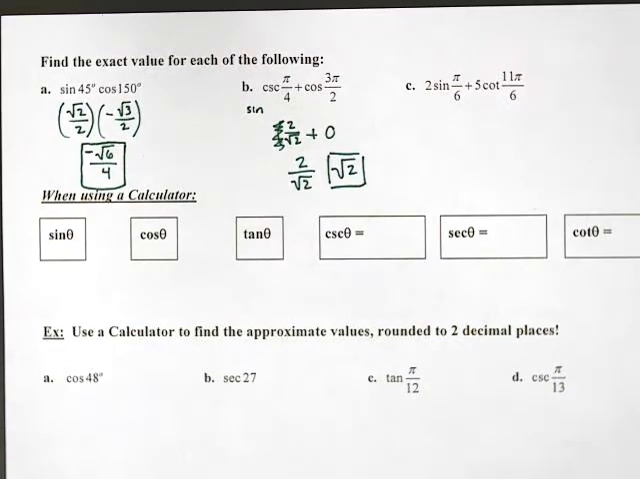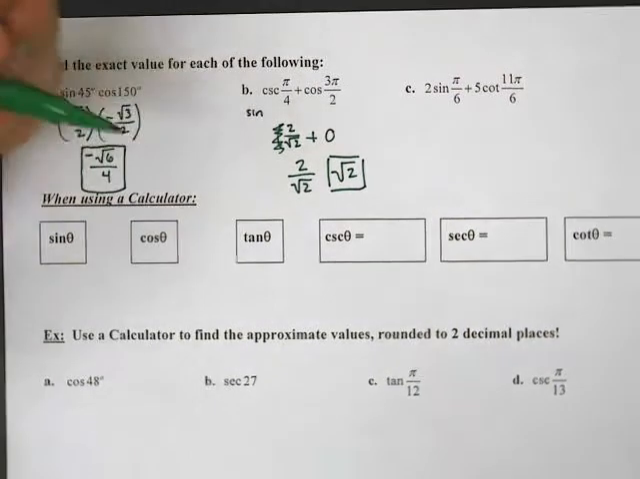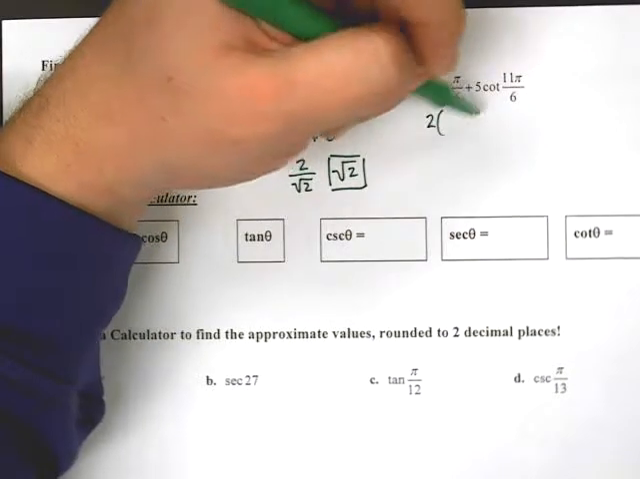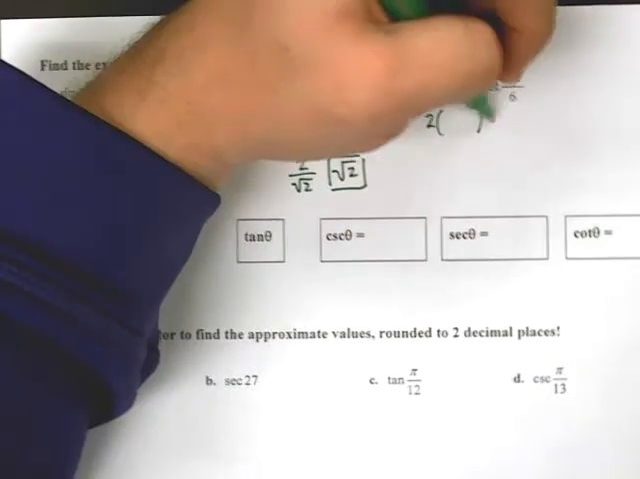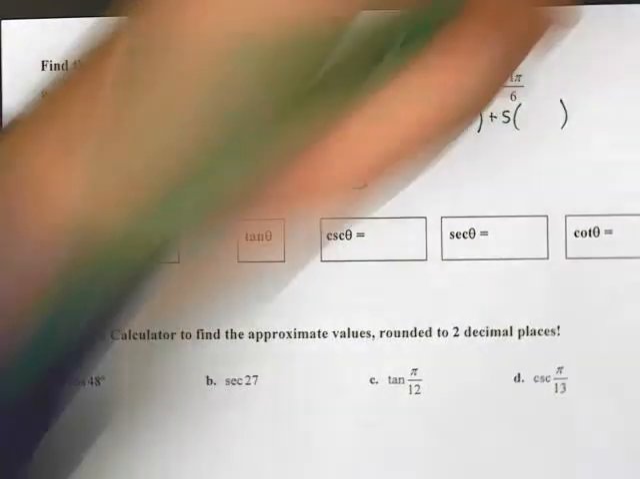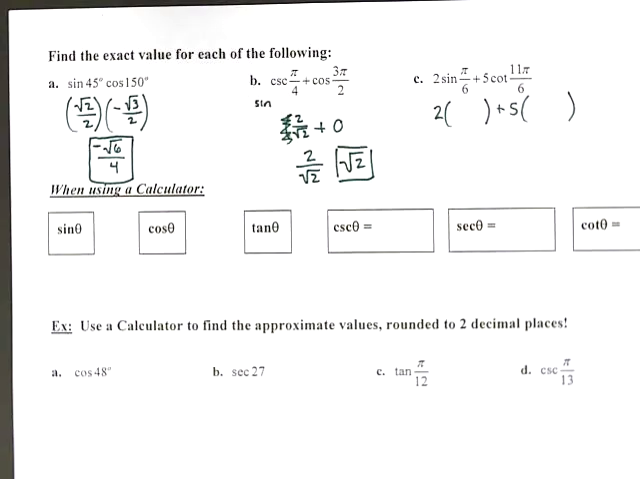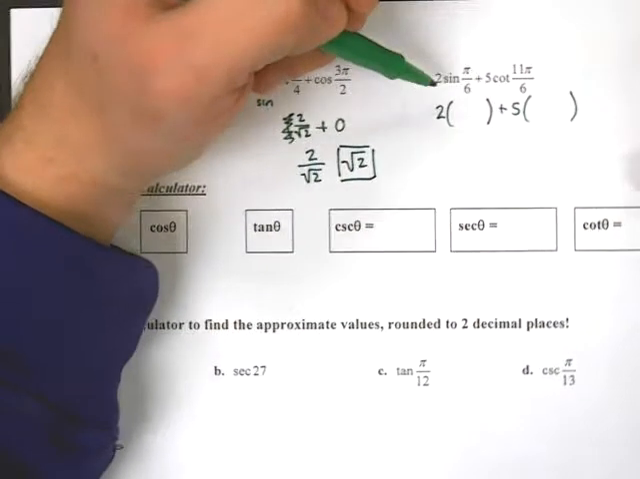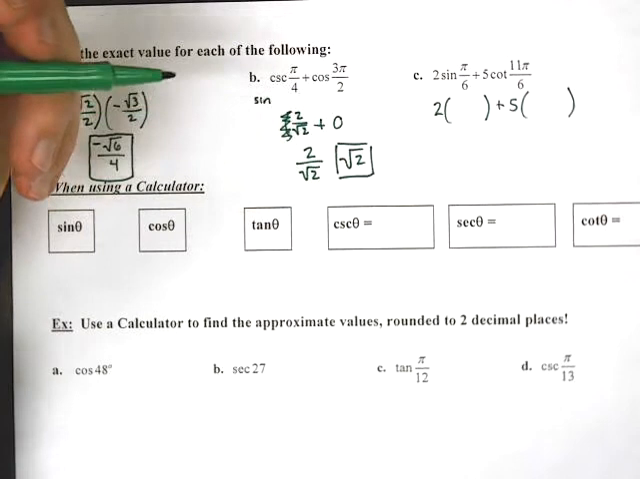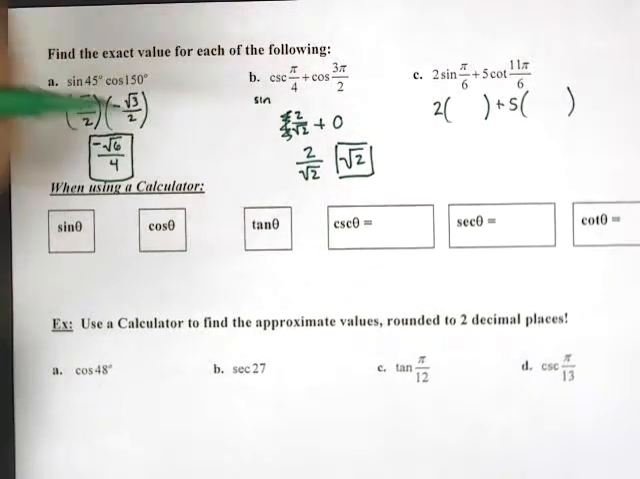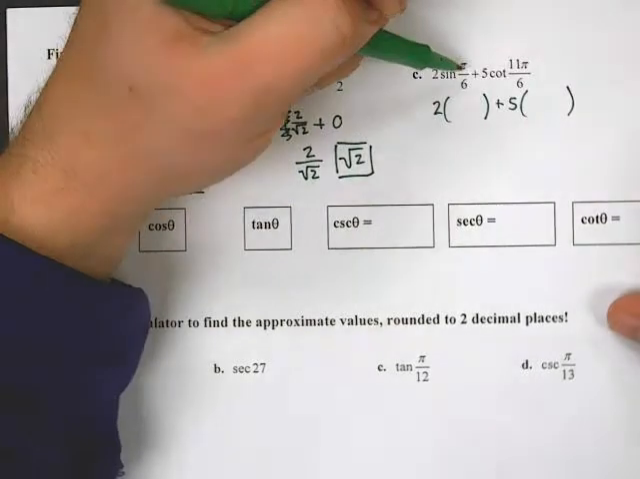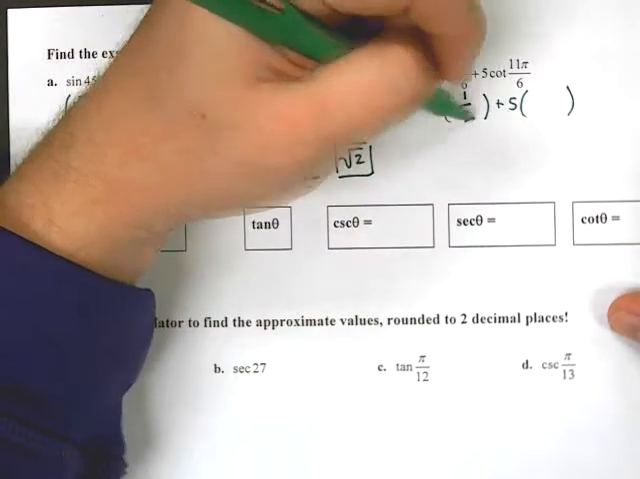On this next one, we need to do a couple of things. First, we need to write it. Let's do this: 2 times parentheses plus 5 times parentheses, and let's figure out what goes inside those parentheses. Now, sine of pi over 6. Pi over 6 is a 30-degree angle, in the 30-degree angle group. And the sine of 30 degrees is 1/2.